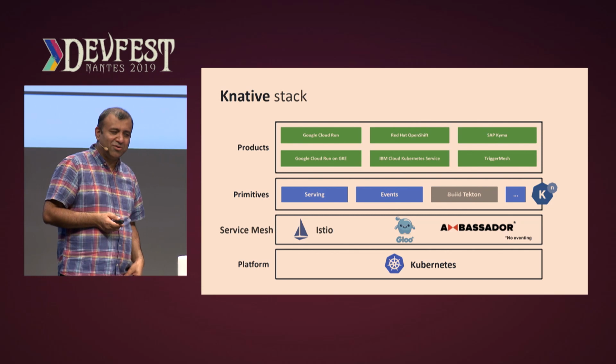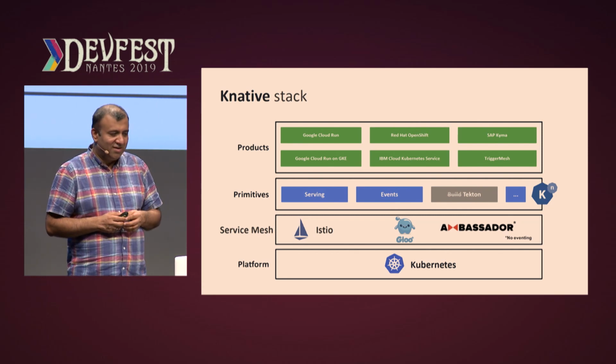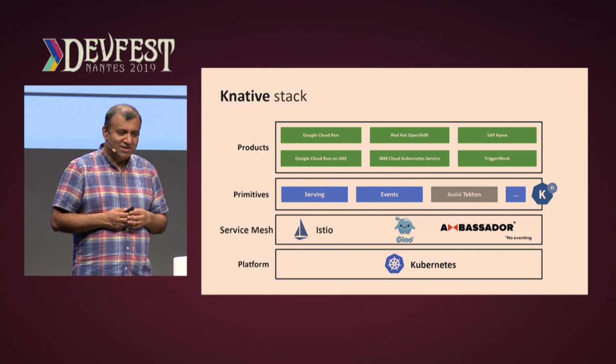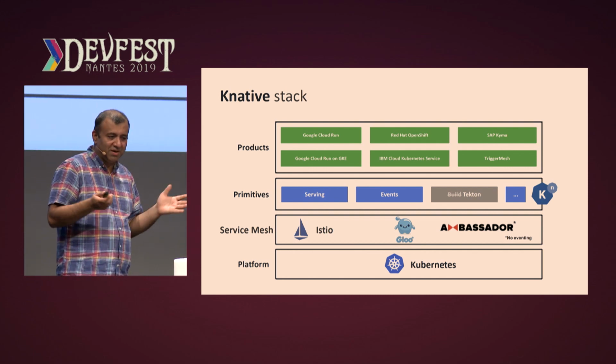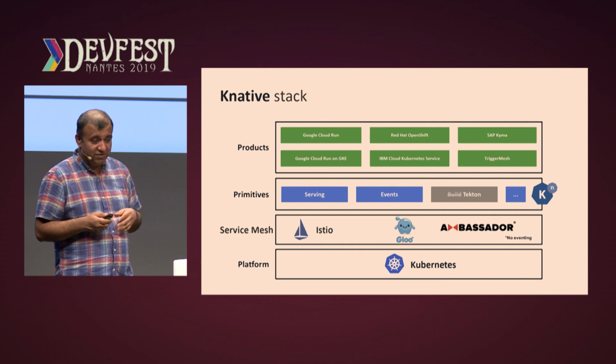So this is the stack, right? Underneath you have Kubernetes. And then you have the service mesh. Istio is the default one. It's by far the most popular one. There are Gloo and Ambassador. I haven't really come across a lot of people who have used anything except Istio. And honestly, I don't really know why you would want to do that. But nevertheless, you do have a choice for whatever reason.